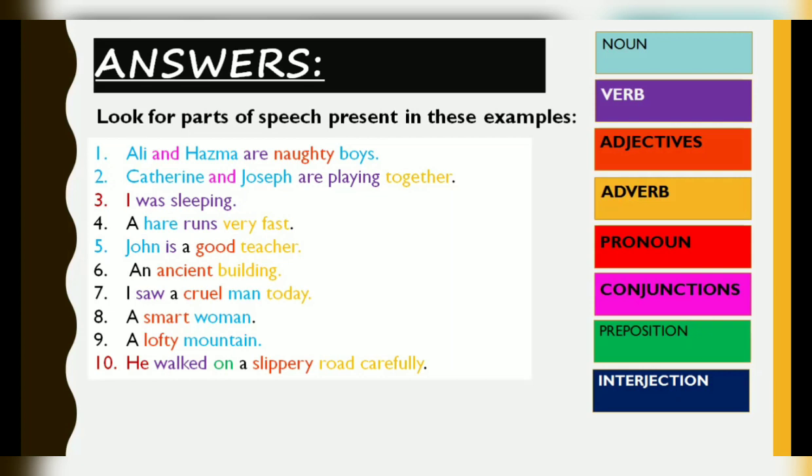And is a conjunction. Are is a verb. Naughty, yes, it's an adjective. Boys is also a noun. So all these sentences are marked accordingly.